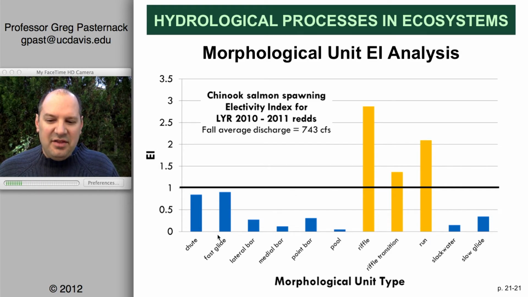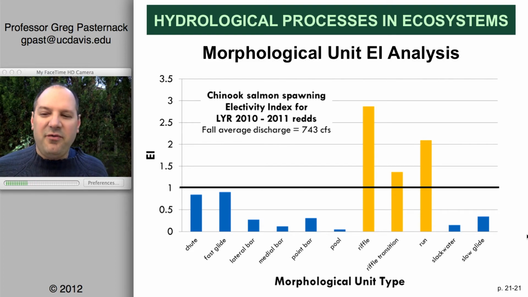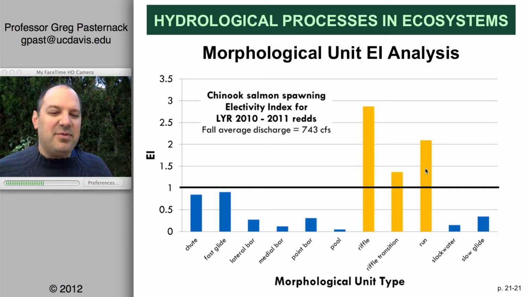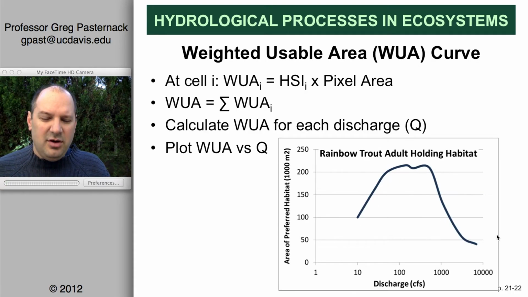So for example, on the x-axis here, I have different morphological unit types. Morphological units just means like riffle, pool, run, glide, that kind of thing, like the different landforms in a river basically. And these 3 that are shown in yellow have significantly higher electivity indices than the rest, and they're higher than 1, which indicates that they are actually preferred, with a 95% confidence level to be non-random. And almost 3 times as many choose to be in riffle as would occur by random chance alone. And then these other ones are avoided or tolerated.